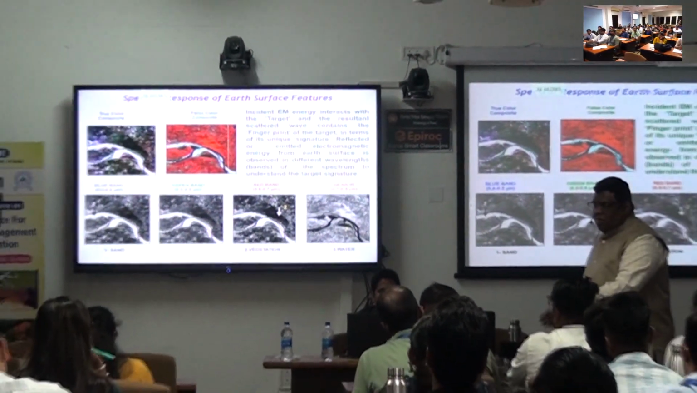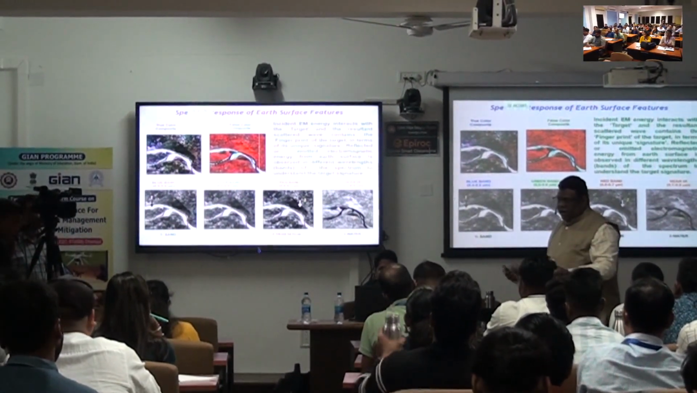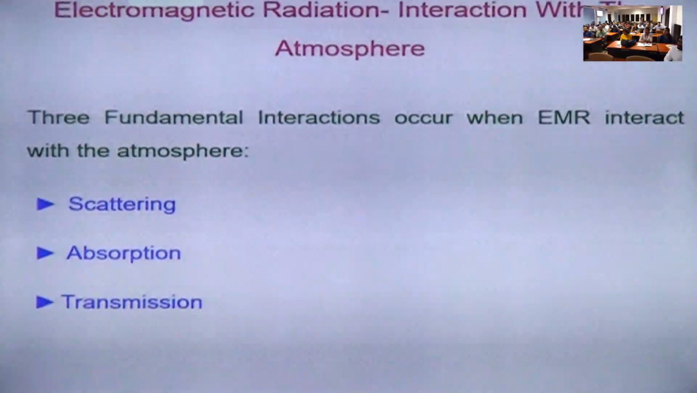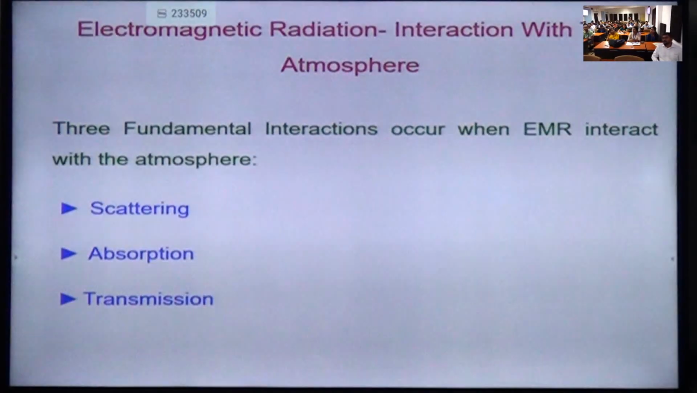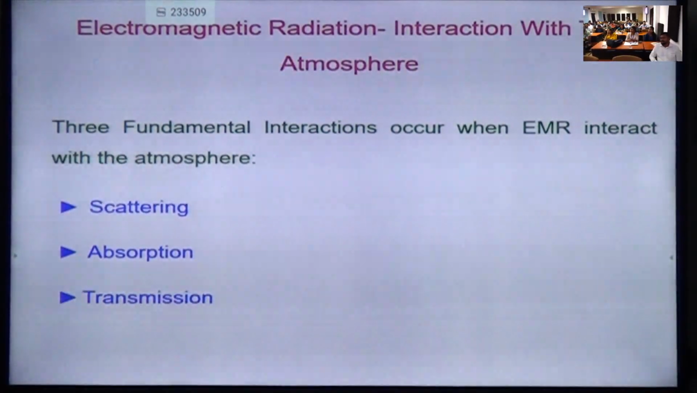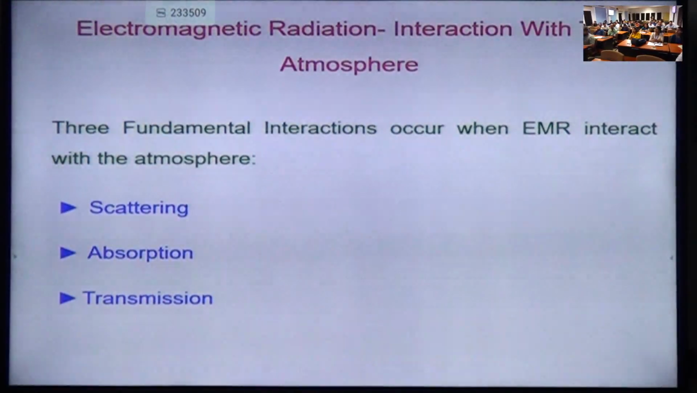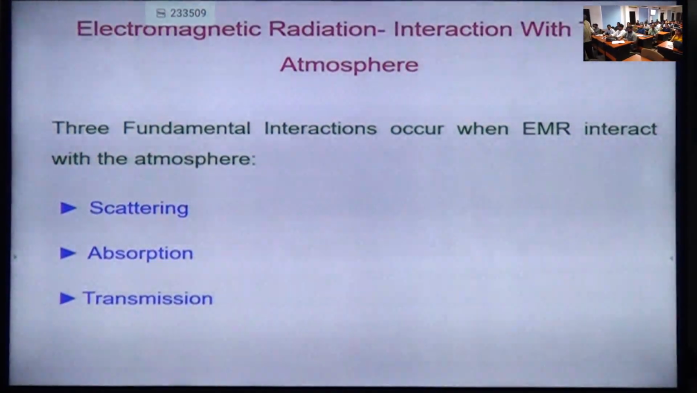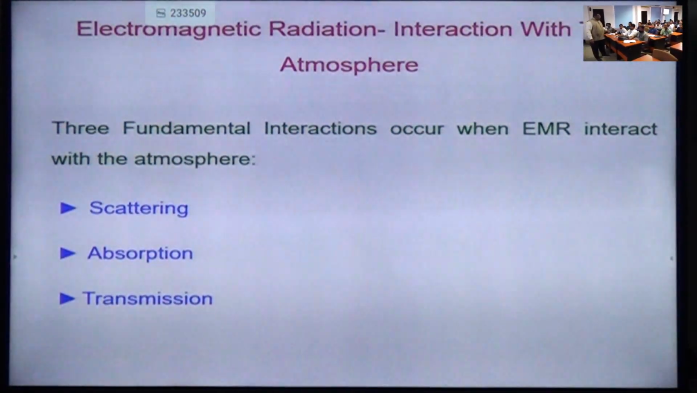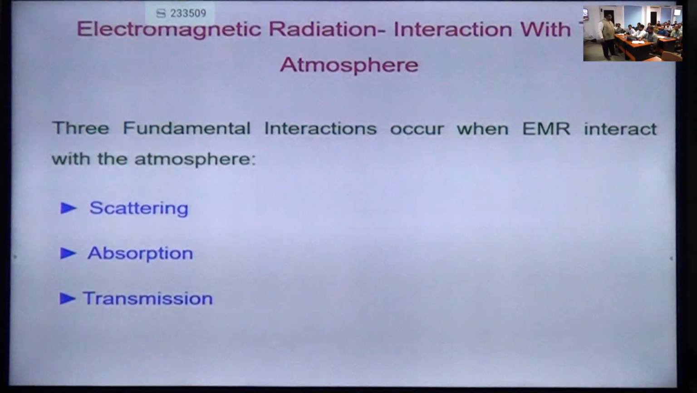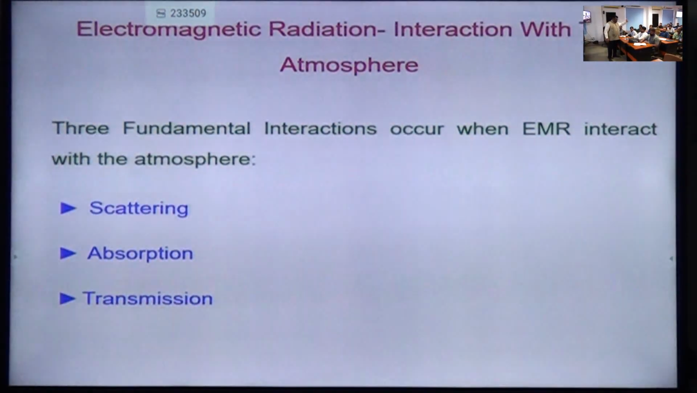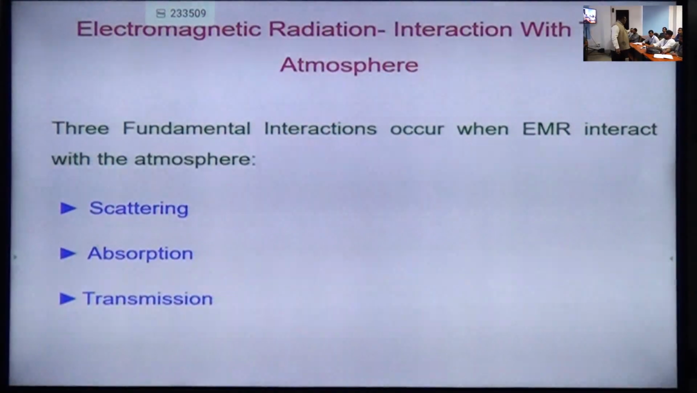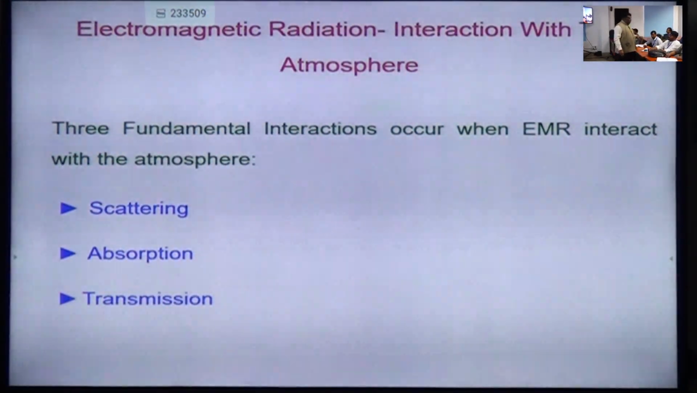So next, electromagnetic radiation interaction with the atmosphere. Electromagnetic radiation passes through the atmosphere to the Earth surface. How it interacts with the Earth surface we have already seen. What are the three things that will occur? Reflectance, absorption, transmission. Now it is passing through the atmosphere. The electromagnetic radiation from the sun passes through the atmosphere, hits the Earth surface, and again passes through the atmosphere. So two times it will pass through the atmosphere.